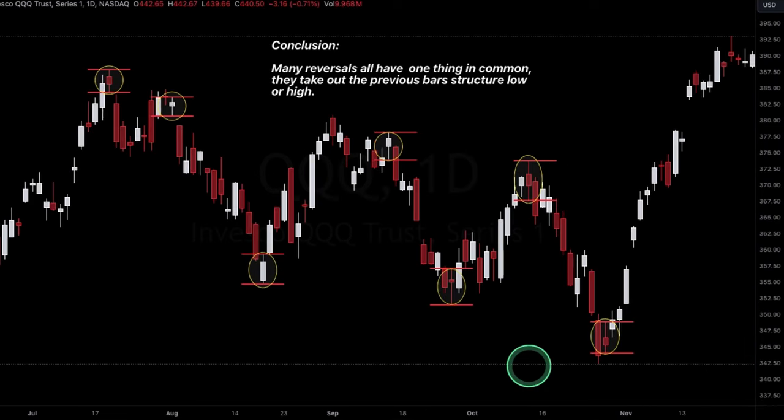This is the 1 day. And basically our conclusion: many reversals all have one thing in common, to take out the previous bar structure low or high. That is exactly what they're doing. Here's a major reversal on QQQs. 1 day, structure low, structure high, big breakdown.